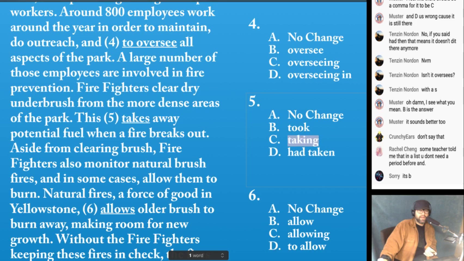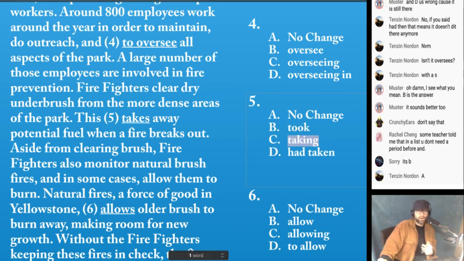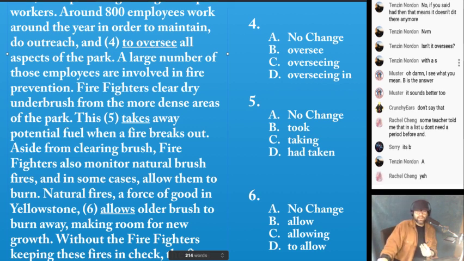Okay, cool. So number five, firefighters clear dry underbrush from the more dense areas of the park. This, which is the clearing of dense areas, takes away. That is correct as written, because the clearing of the underbrush is a singular noun. It's a singular concept. So takes is okay. So number five is actually A, bros.